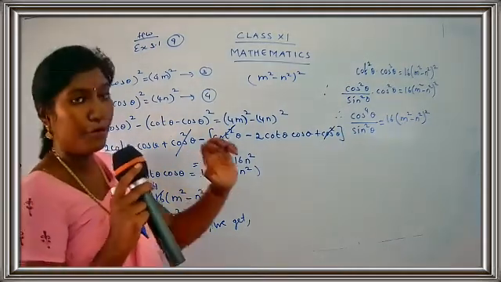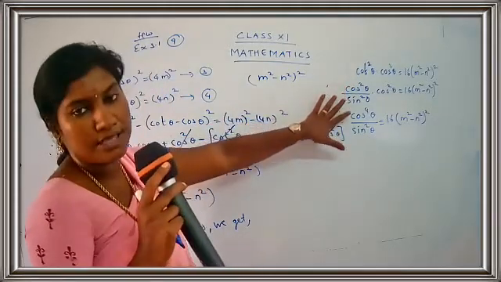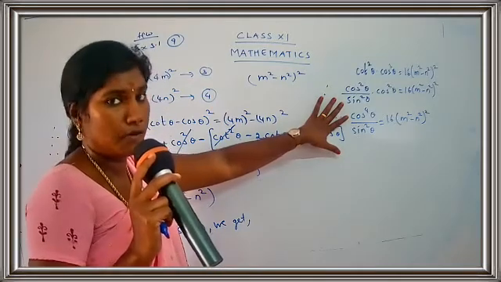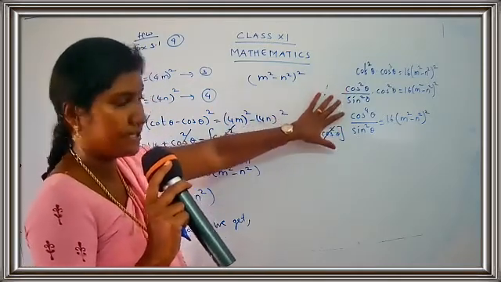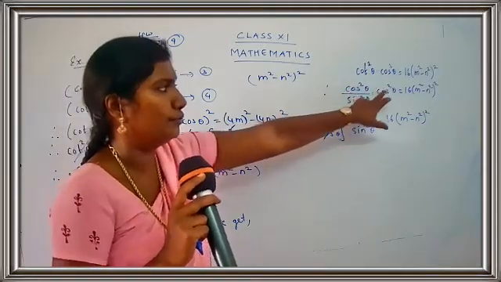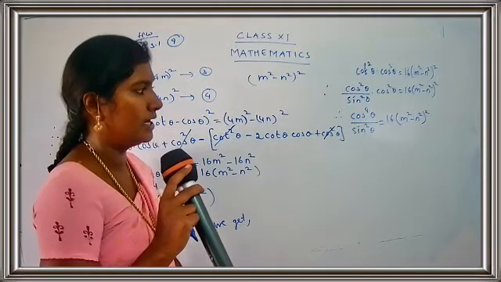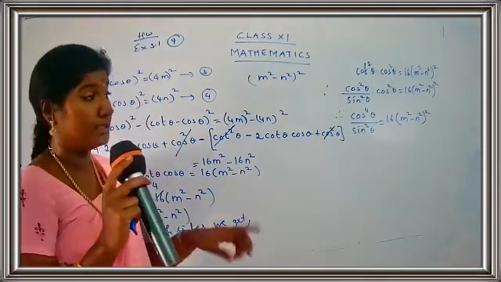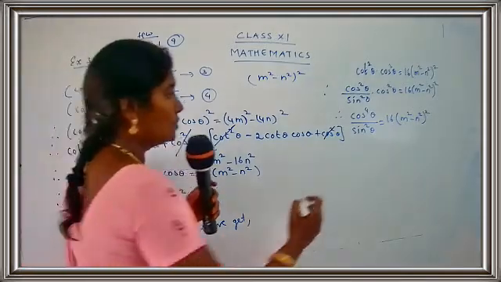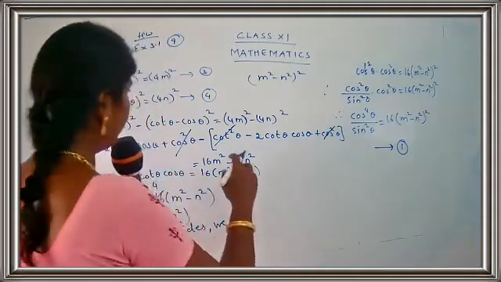Okay, so now what I'm going to do, I'm just going to replace this as cos square theta upon sin square theta. What is the formula for cot theta? Cos upon sin. So cos square theta upon sin square theta into cos square theta. 2 plus 2 gives you 4. So cos raised to 4 theta upon sin square theta is equal to 16 (m square minus n square) the whole square, and this you take as number 5.